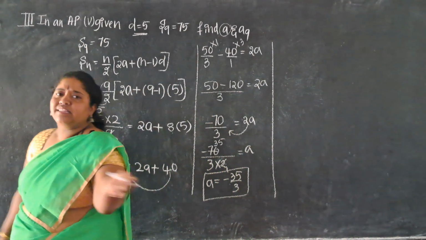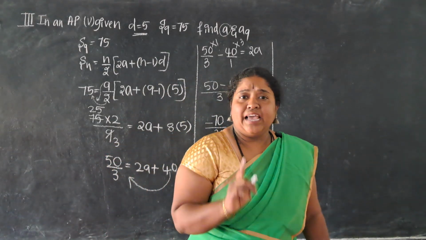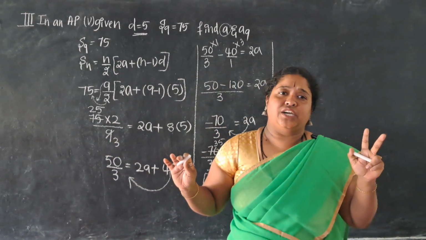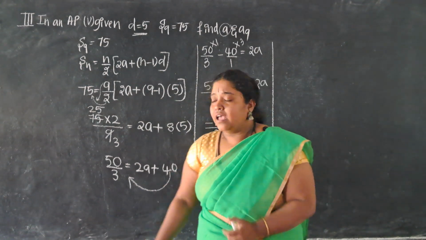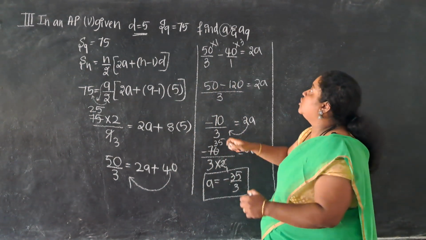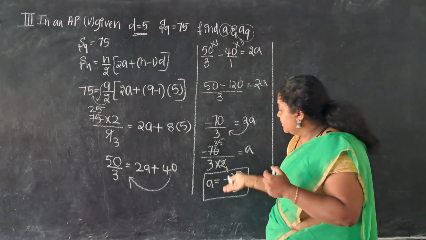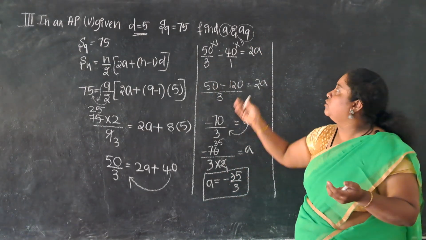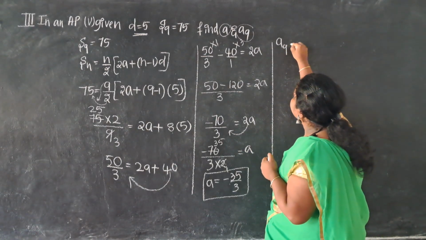Now, anything can be A, dear. Anything can be Sn. Anything can be D. But N must be positive whole integer. N cannot be like this decimal or a fraction or something like that. Understanding? Now I got A value. I should calculate what, dear? N value. Once I have D, once I have A, it is very easy for me to calculate nth term. Understanding? How can I calculate An?